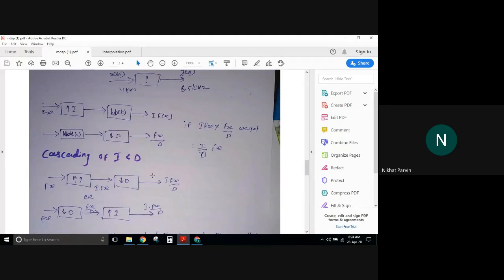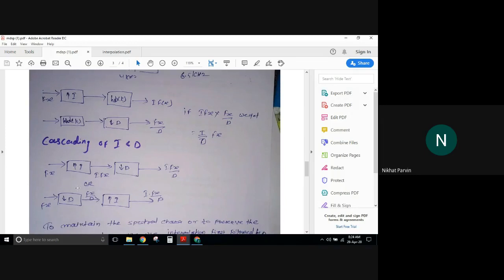Because either way you connect, I followed by D or D followed by I, your output remains the same. The answer obtained will remain the same. How can you say this? Let us say you are using interpolation first. Here the topic is cascading of I and D, or else the question may be asked: give the sampling rate conversion for I by D factors, or fractional sampling rate conversion, or explain the cascading of interpolation and decimation. Under that you have to write all this.